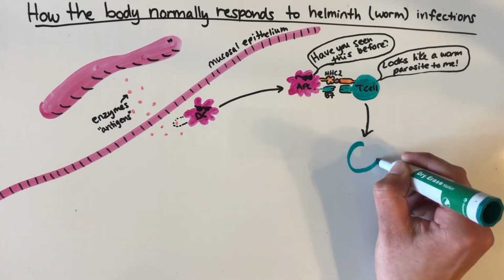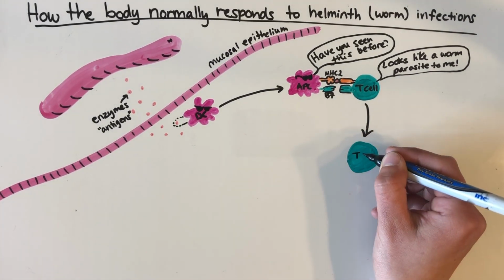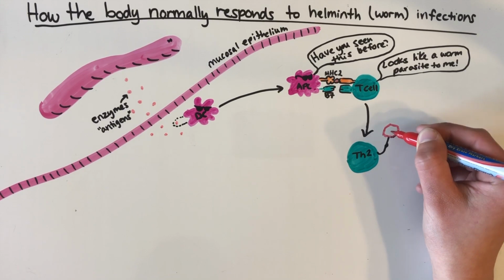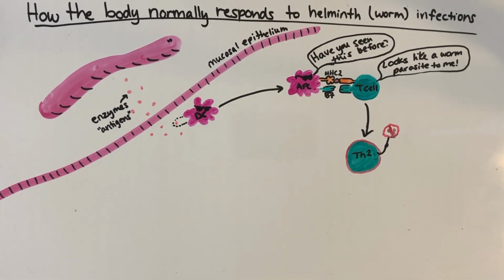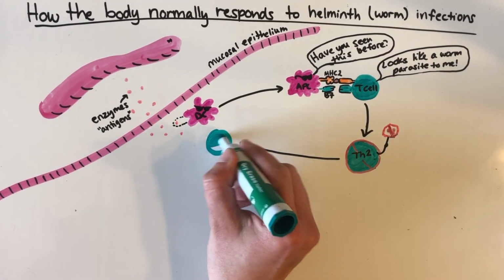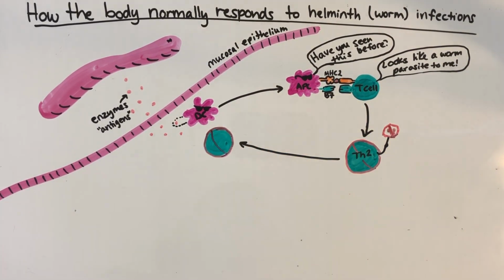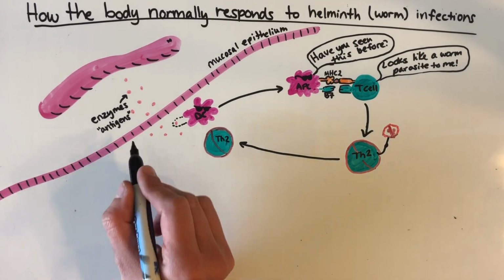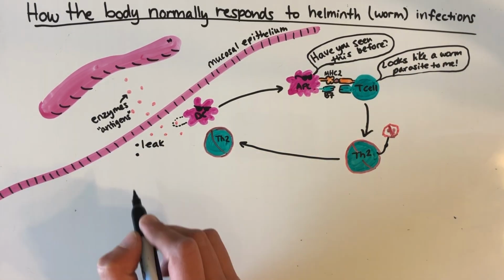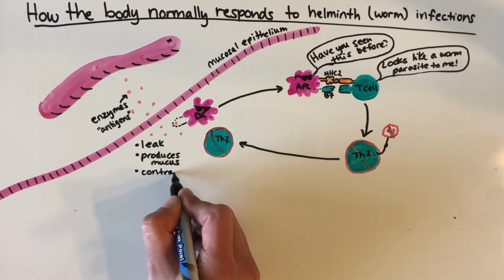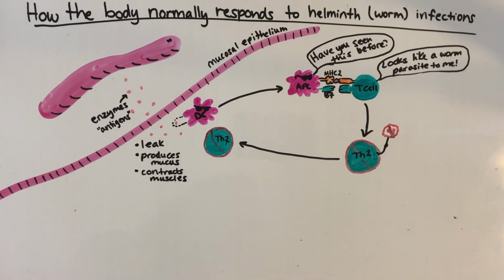The activated T cell will then miraculously change into a special type of T cell called Th2 helper cell. These immune cells deal with helminth parasites. They rush to the site where the signal was first detected, following a chemical trail. There, it causes the mucosal epithelium to leak, produces mucus, and contracts muscles to thwart the worm. This response is part of a weep and sweep defense, where the body tries to flush out and expel the worm by causing coughing and sneezing. But that's not all they do.